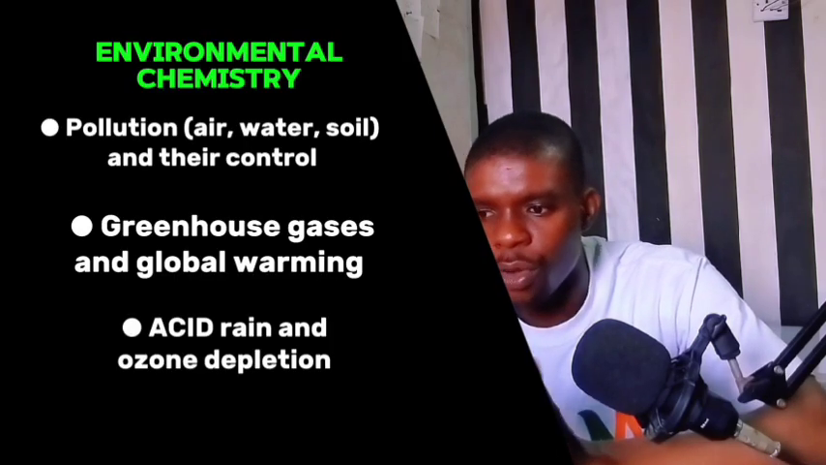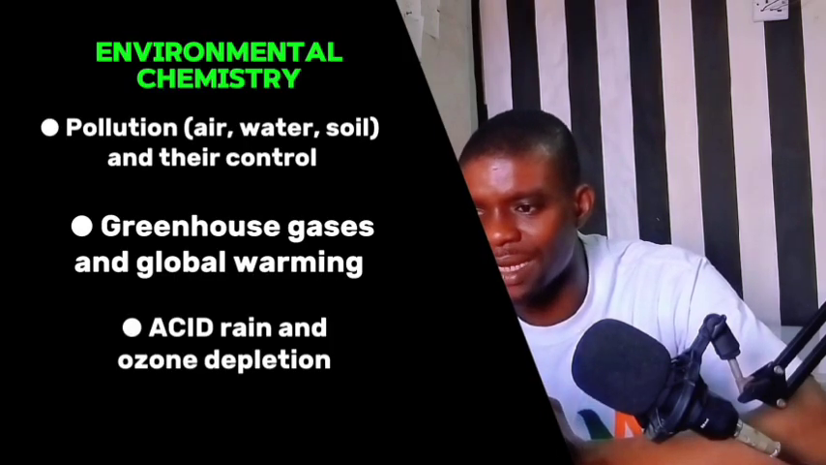Then the 15th one is called environmental chemistry: pollution, air, water, soil, and their control, greenhouse gases and global warming, acid rain, and ozone depletion. So these are the topics you need to cover when it comes to JAMB Chemistry 2025.